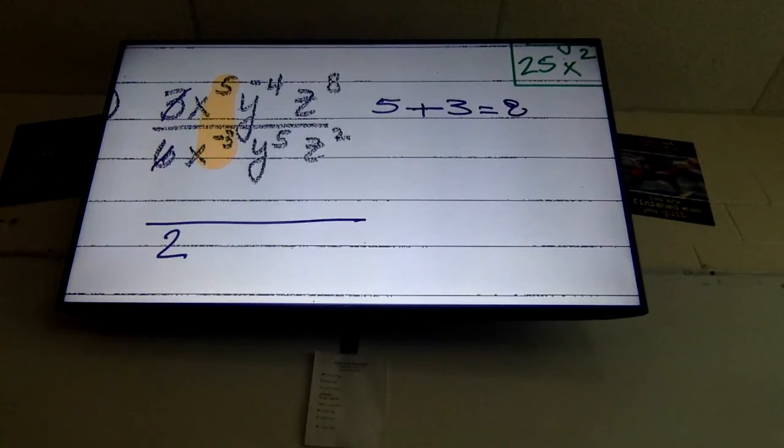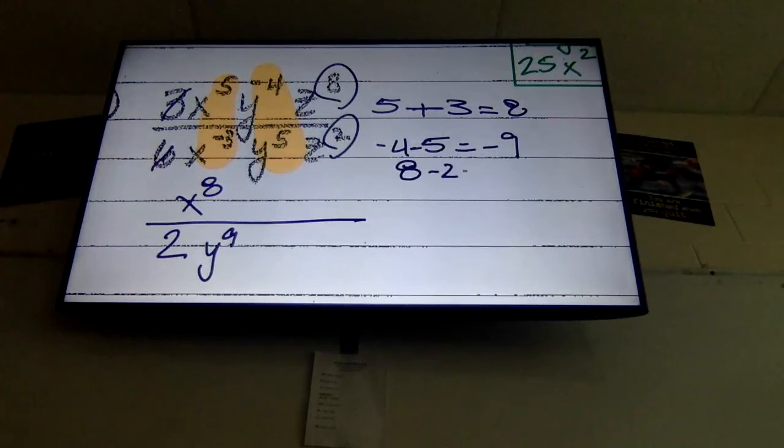Where does my x to the 8 go? On the top. I'm going to do my y's next, so -4 minus 5. You do not have to write them off to the side like I am. I'm just trying to prove a point. -4 minus 5 is -9. Where does that go, top or bottom? Bottom. And then z, I've got 8 minus 2 is going to be 6, and that goes top. Very good. So all in one step, I don't have to simplify anymore. That's as good as that's going to get.